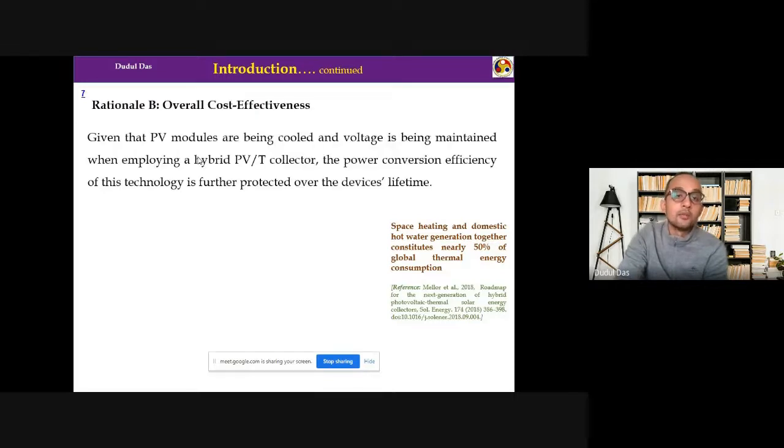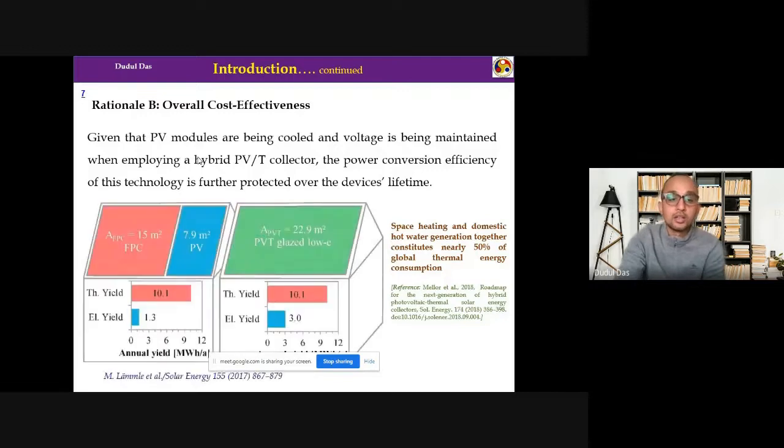So when we install a PVT, it can give you low temperature heat. That means if we use it for domestic hot water generation, we can get hot water at around 40 to 45 degrees centigrade. Yes, that is very low as compared to the geyser which we install in our homes. But if we look from the energy perspective, suppose we have to heat water from 25 to 50 degrees.